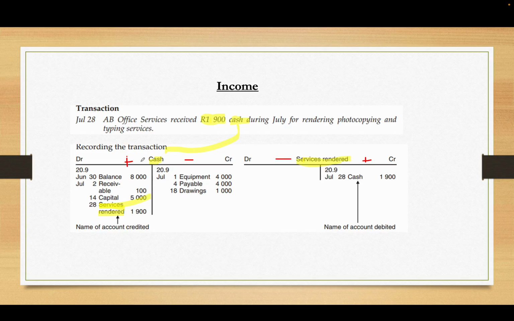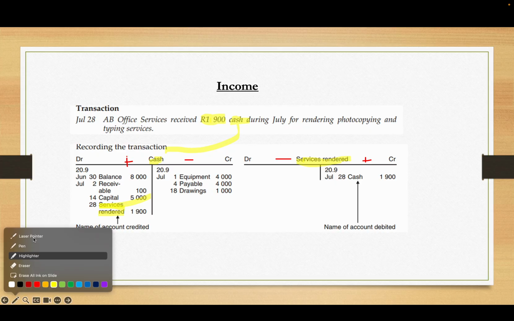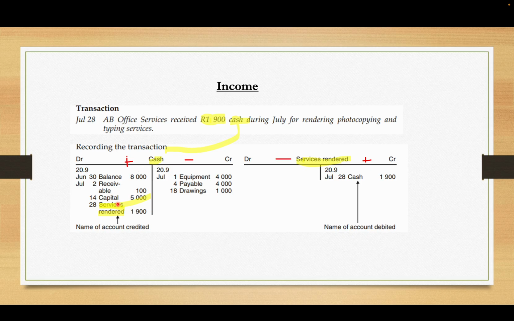Remember that I told you that you cannot have a debit and a debit. It always has to be a debit and credit, or credit and debit. If it's a debit, it's not going to make sense. If you debit cash, it increases the cash, and if you debit services rendered, it's decreasing services rendered. That does not make sense, guys. Your story has to make sense. You must tell a good story that makes sense.